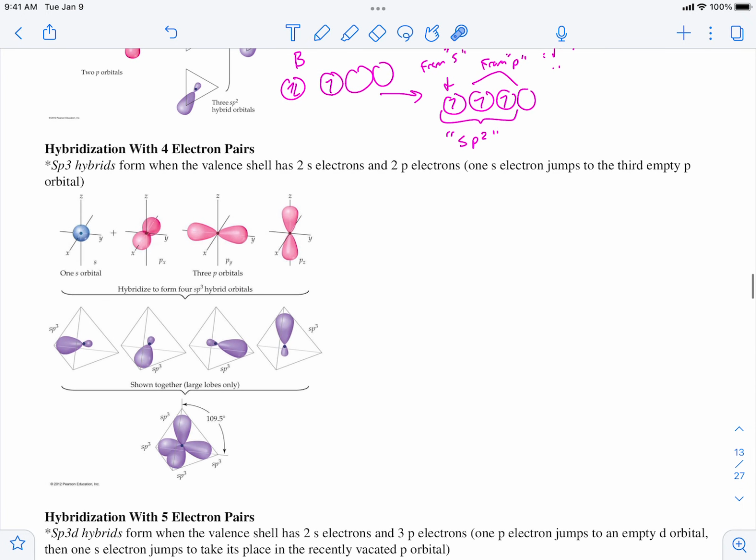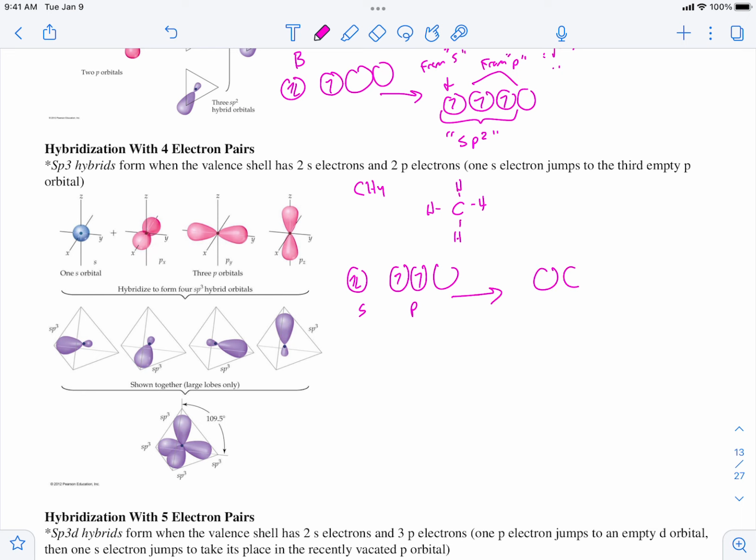Okay, 4 pairs. So something simple like methane, CH4. So methane is going to form what we call the tetrahedral geometry. But when we look at its orbitals, it's S2P2. But we clearly see that it has formed 4 bonds. So something must have happened.